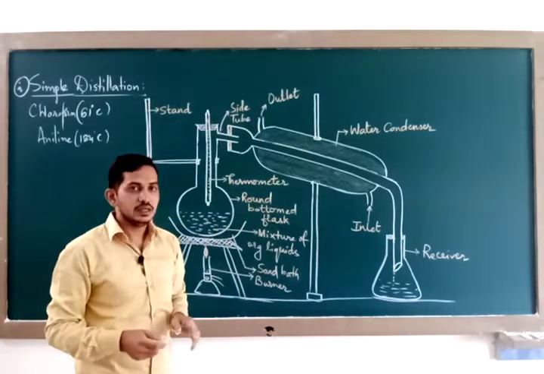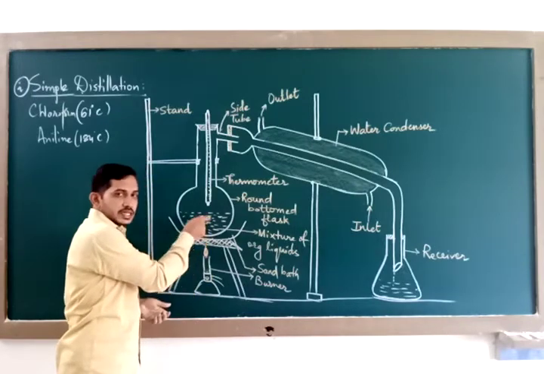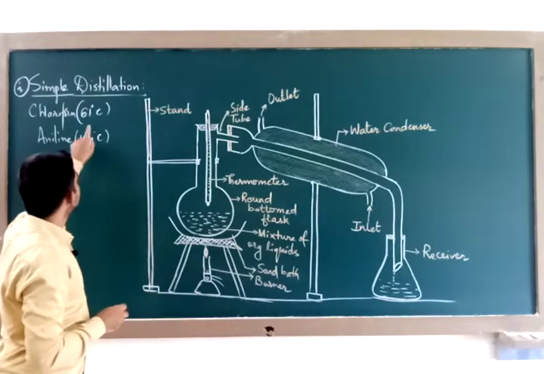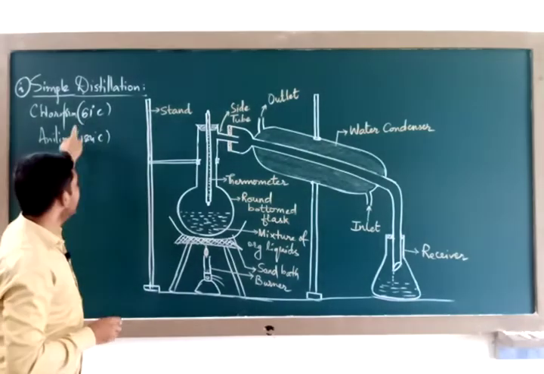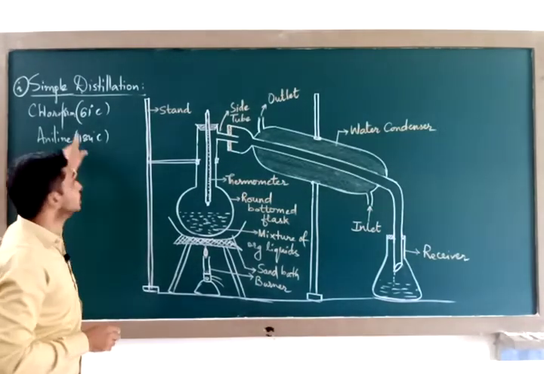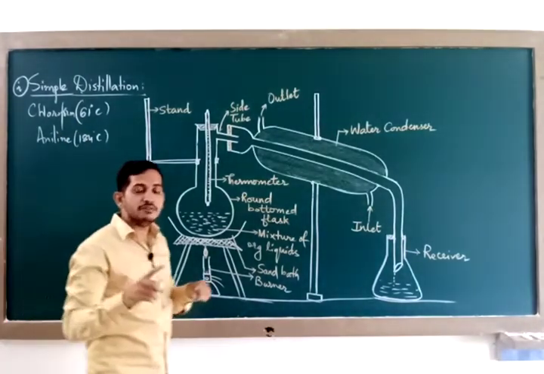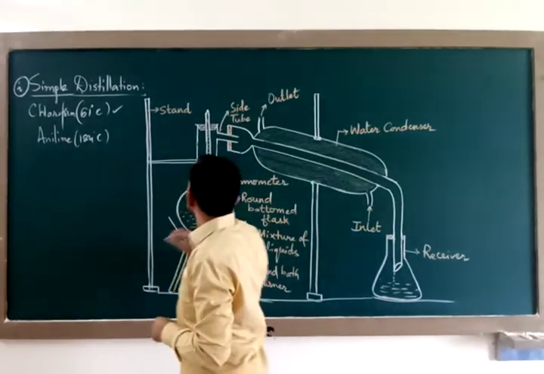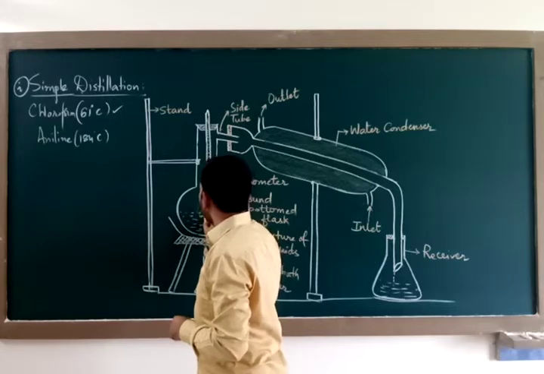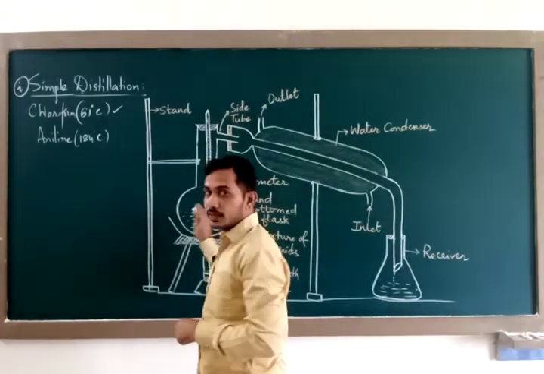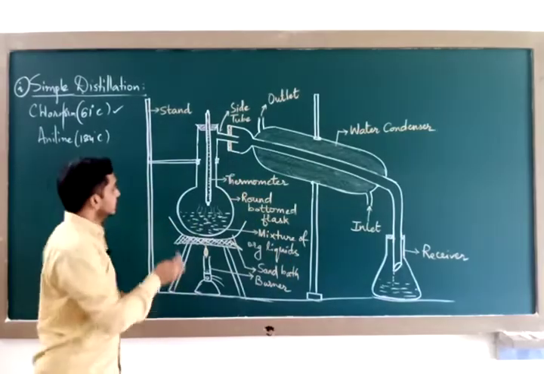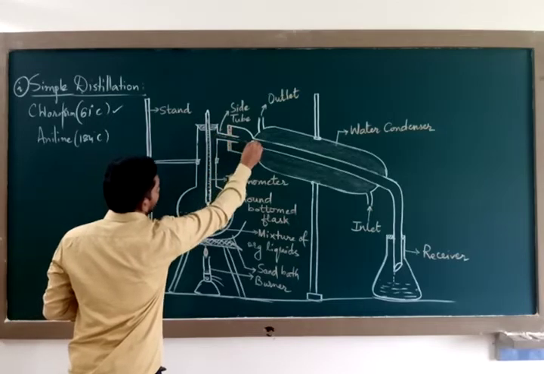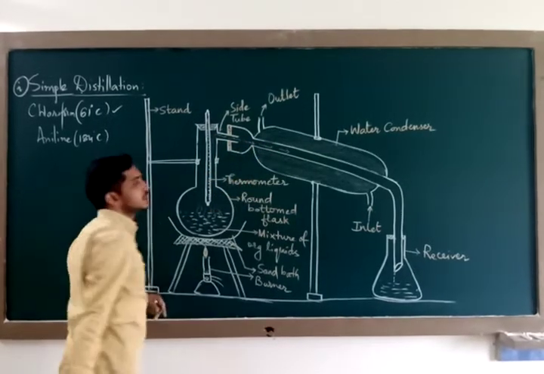After this setup is done, you take the impure organic liquid inside the round bottom flask and begin to heat. When you heat this, you have two liquids, one which boils at 61 degrees Celsius and the other which boils at 184 degrees Celsius. Out of these two, which liquid will vaporize first? It is obviously chloroform. So only chloroform vapors begin to form at the early stage. Then these vapors pass through the side tube and enter the water condenser.